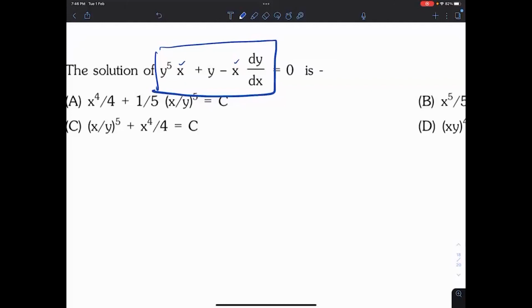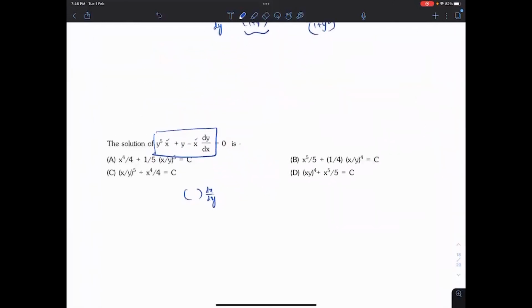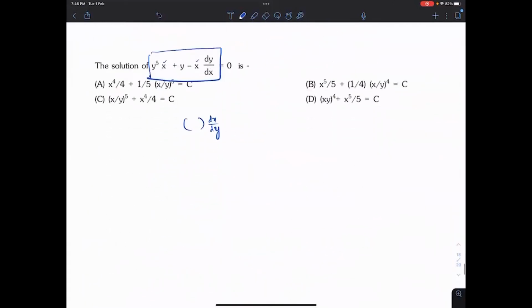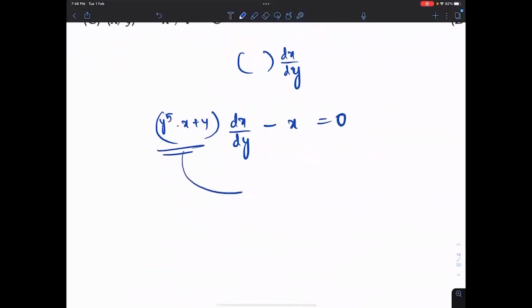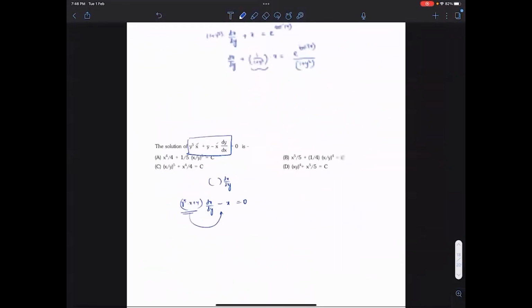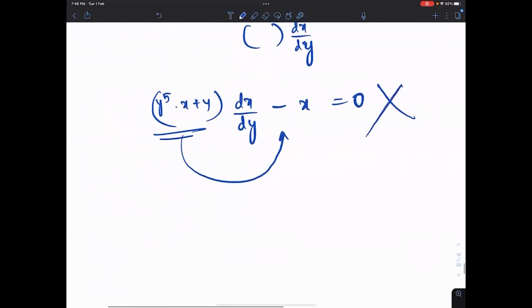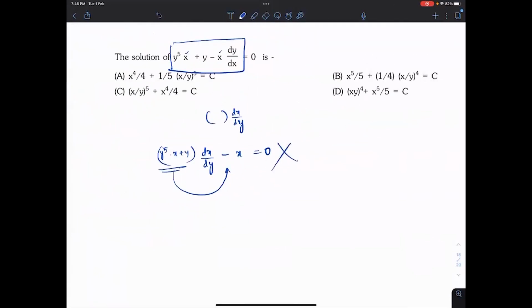But if you are writing LDE in X, then your dx by dy, whatever you are writing, its coefficient must be of 1 degree, like only one. Let us write it like that. y power 5 into x plus y into dx by dy. If you are thinking it is LD in x, but if you divide by this, then your x coefficient can't be purely in terms of y, no? So it is not a LD in x. It is not a LD in y also. Then what? This kind of equations are nothing but Bernoulli's equations.